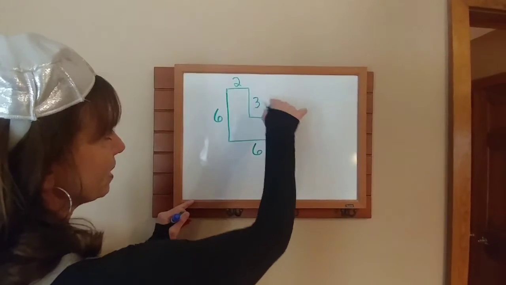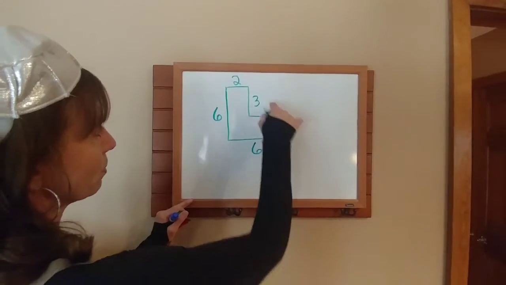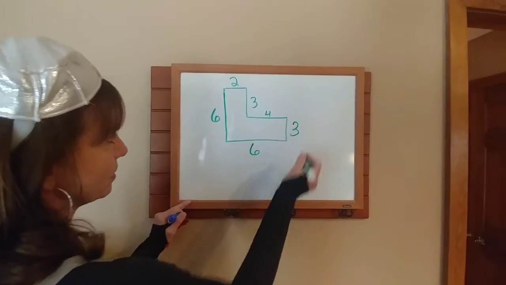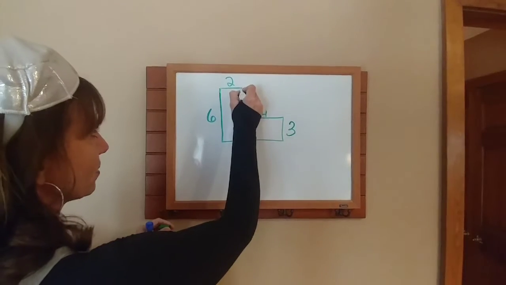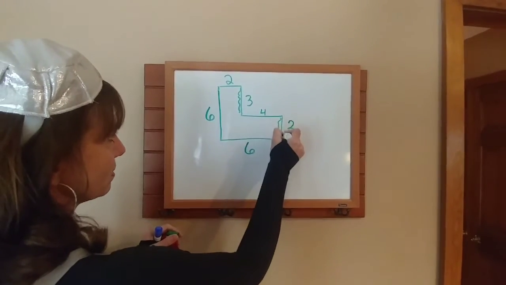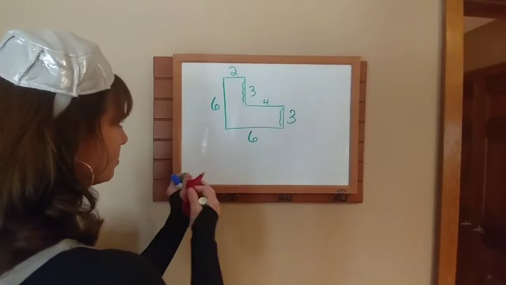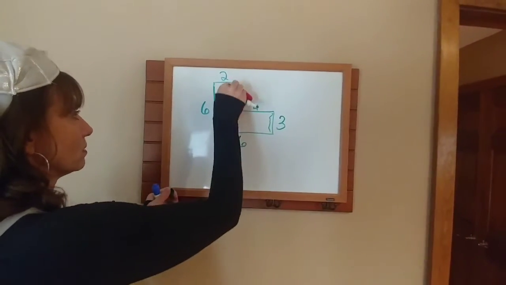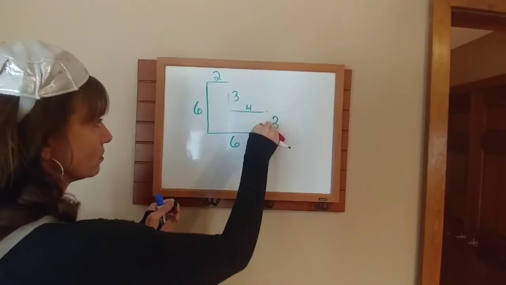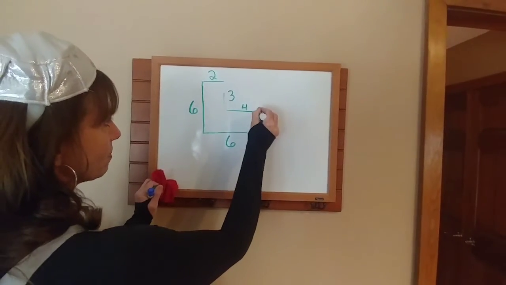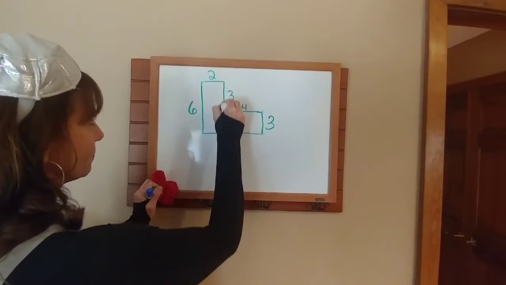And then 3 plus 3 is 6, because this together with this has to equal this length. Okay, I'm going to erase those. All right. How am I going to break this figure apart?